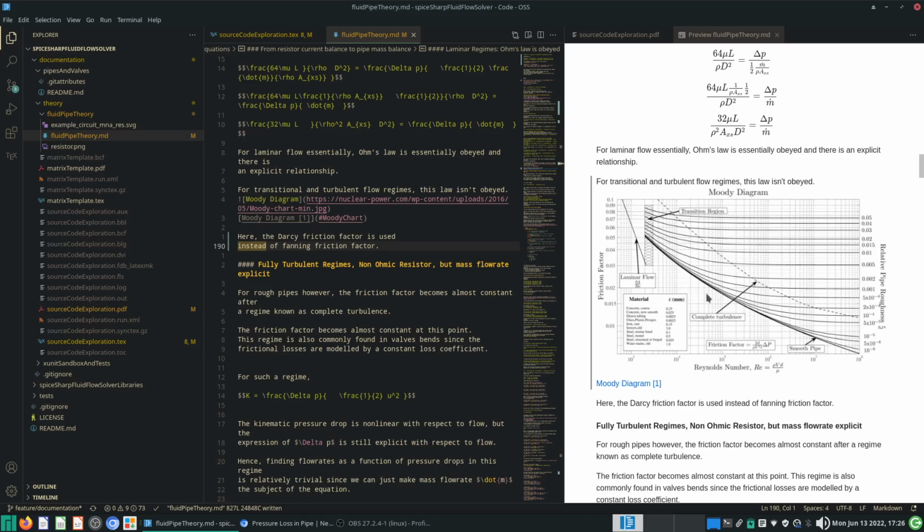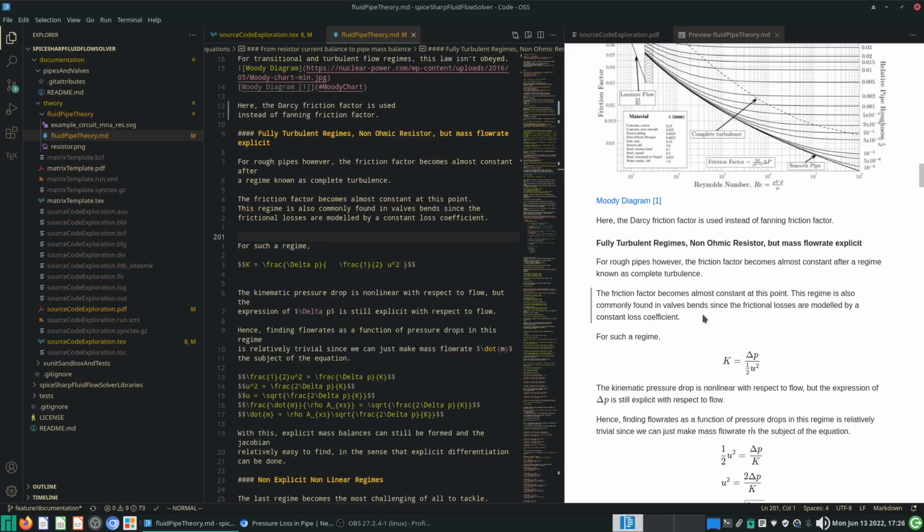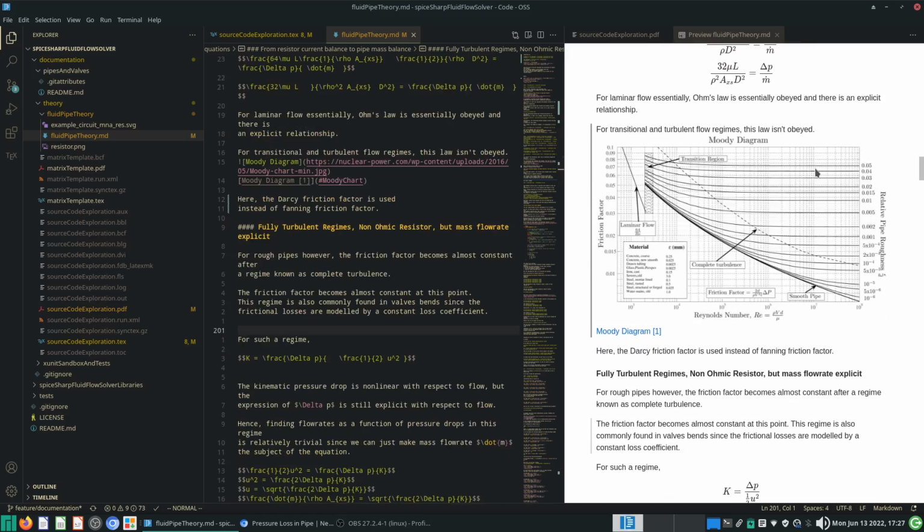Right, so this is Moody's diagram. You can see that on the right-hand side we have turbulent flow. This law isn't obeyed. You don't have the friction factor. I mean, you don't have this Ohm's law being obeyed. So this is just some more derivations for you. You can see all the way on the right-hand side, after a certain Reynolds number, after this transition region, after you reach this part called complete turbulence, the friction factor doesn't really change that much anymore.